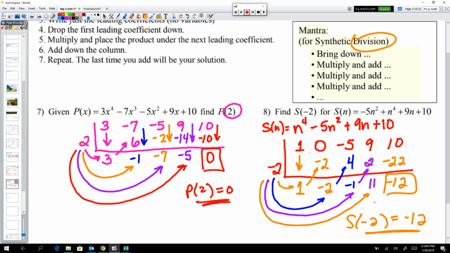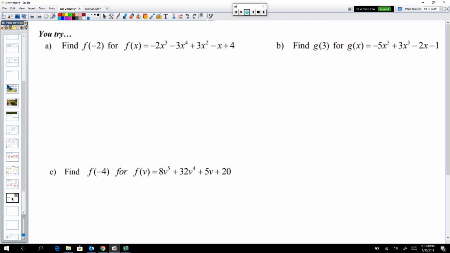Okay, so on the quiz you will be asked to do both. You'll be asked to do it with direct substitution as well as synthetic substitution, so make sure you know what those vocabulary words mean so that you can read the directions properly. Let me get you set up on the next one, and then I'm going to have you pause the video and try these 3 on your own. So let's work together to set the first one up.